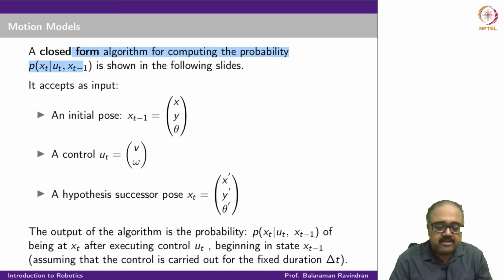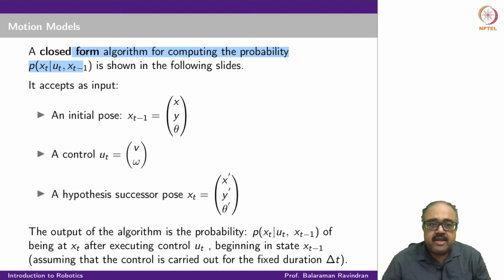So this is really what we want, right? This is what the motion model is, the probability of xt given ut and xt minus 1. This algorithm is going to accept as input an initial pose, given by x, y and theta, and a control ut which we will denote by v and omega, and a potential successor state xt which is given by x prime, y prime and theta prime. Given all these three, this algorithm will return a probability that x prime, y prime, theta prime is a resulting state by applying actions v and omega in state x, y and theta.